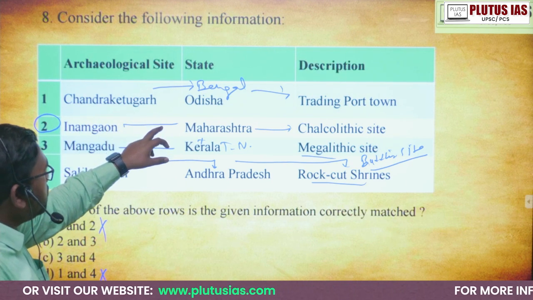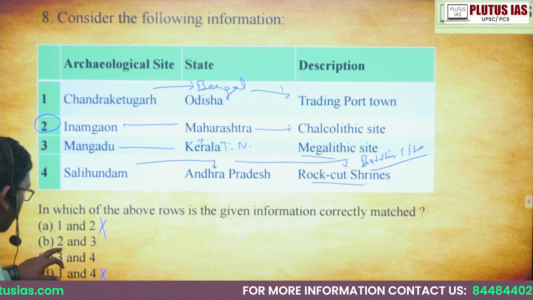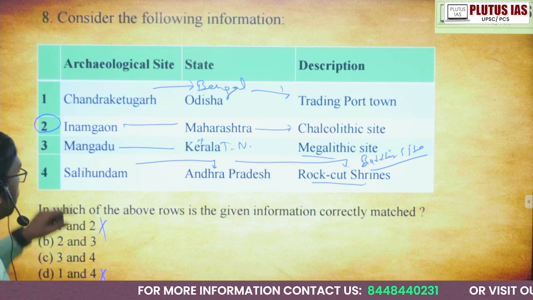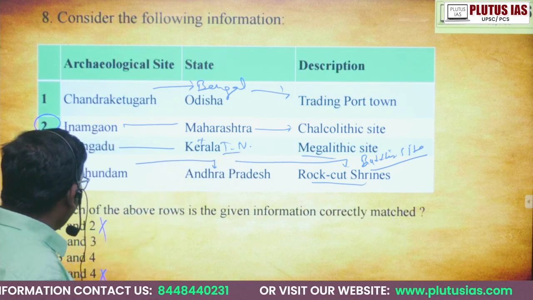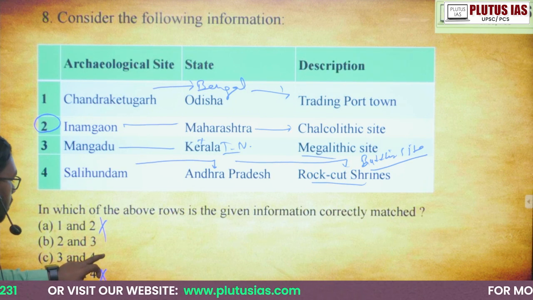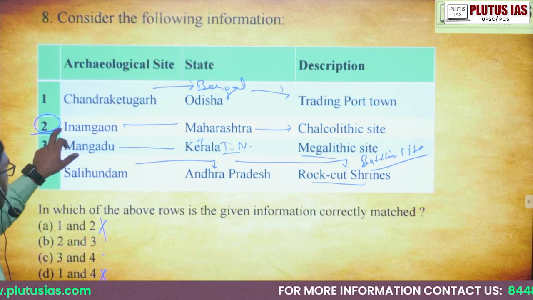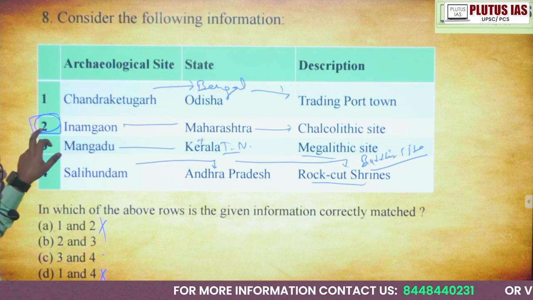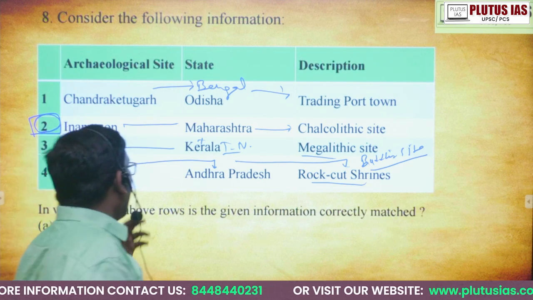It is not in Odisha, but in Bengal. Then we have 2 and 3. We have seen that it is in Tamil Nadu, not in Kerala. But since 3 is true, the 4 is false here. The 4 can be the answer. But the 2 is 100% true. Inamgaon is true. It is a cultural site, but it was also an Indus Valley site.